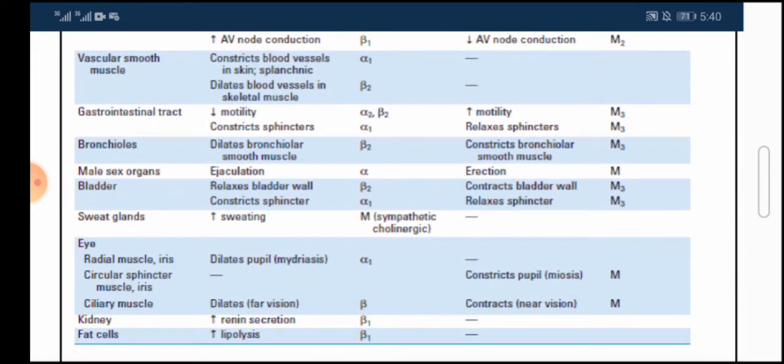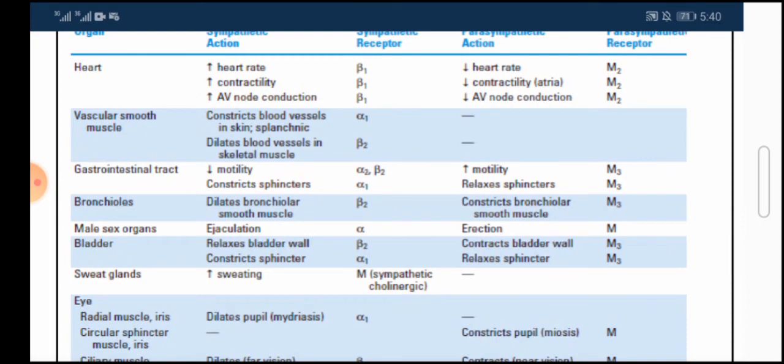Bladder. During a fight, of course we cannot go for the toilet. So we need to inhibit such an action. This occurs by sympathetic nervous system in two ways. The first thing, to relax the bladder wall. Why relax it? Just imagine when the bladder wall contracts, actually it pushes the urine out. So when it relaxes, it cannot push anything. So we need to relax it.